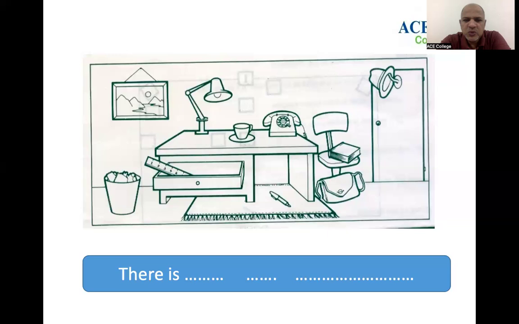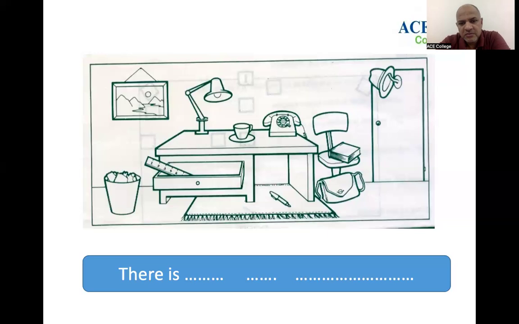cupboard. There is a lamp on the table. We are telling this one is not a cupboard. We are calling it a drawer. Okay. Drawer. Yeah, in the drawer. There is a cup on the table. There is a lamp near the cup or near the telephone.